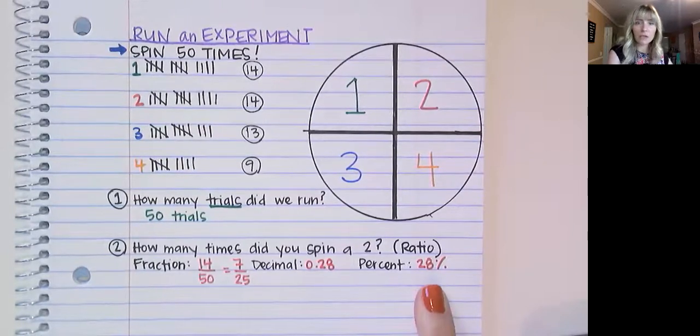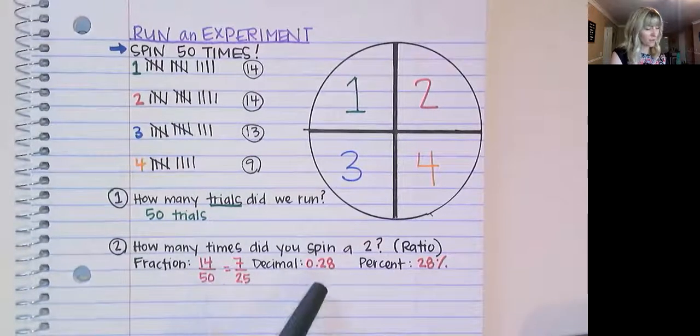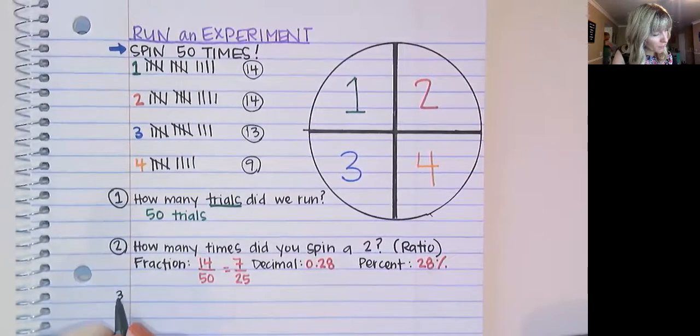But it didn't turn out that way because probability is, as we talked about, just how likely something is. It's not necessarily exactly what's always going to happen. So I got the number 2 14 out of 50 times, which is 0.28, which is 28%. Okay, makes sense? All right, one more question on this, and here's something useful we can do once we have this information.